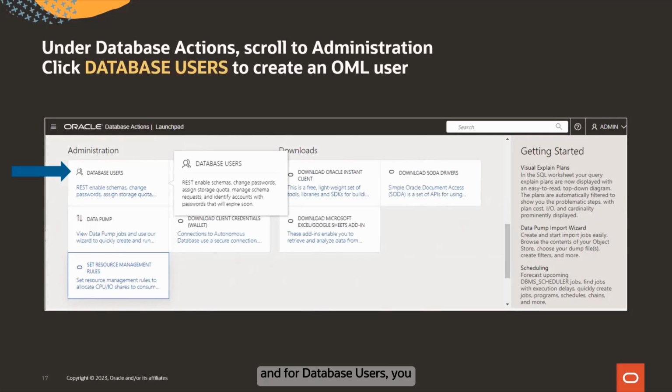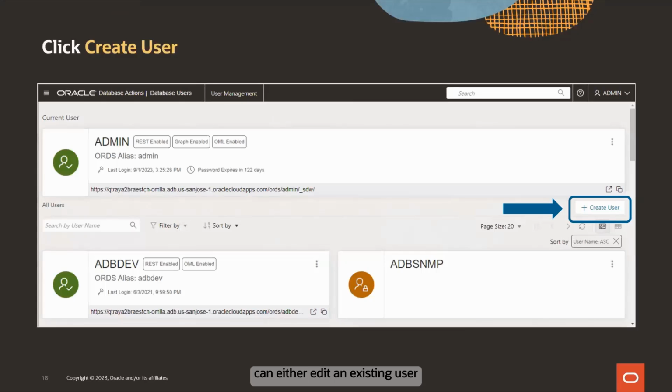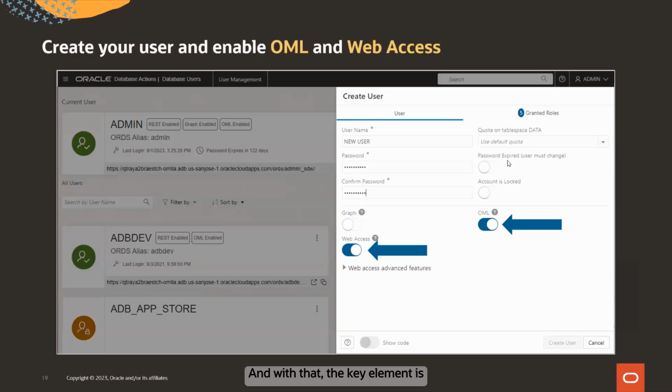And for database users, you can either edit an existing user or create a new user, as shown here. And with that, the key element is to enable OML with this toggle, as well as web access. And that gives you access to all of the capabilities for Oracle Machine Learning on the Autonomous Database platform.